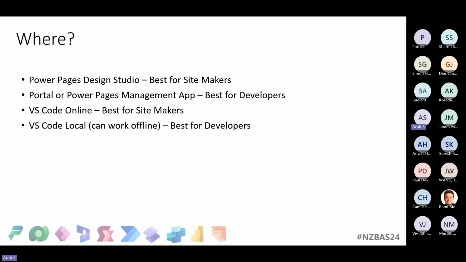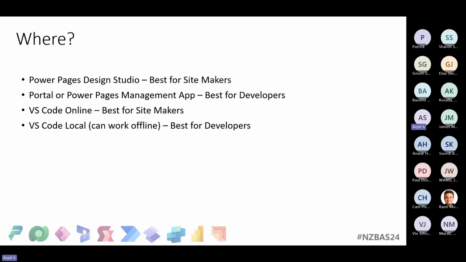The fourth option is VS Code local, where you have VS Code installed on your local machine. The advantage of writing code or doing customization on the local machine is that you can work offline as well. The earlier options like VS Code Online, the Portal Management app, and Power Pages Design Studio are all cloud versions, so you need internet connectivity in order to customize your application. But in the case of VS Code local, you can do your work offline.